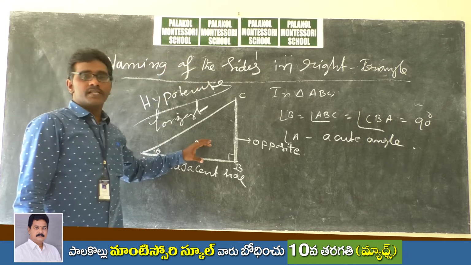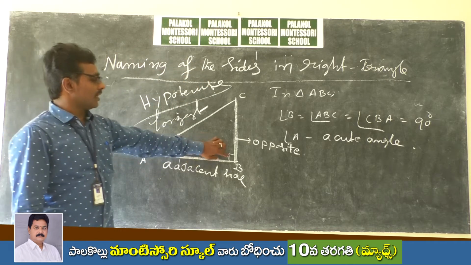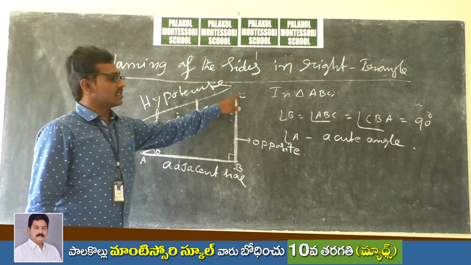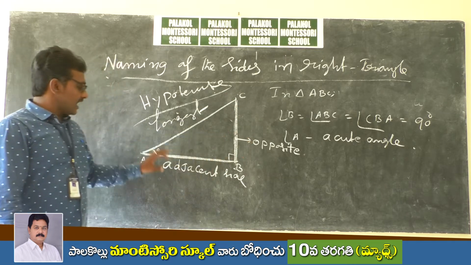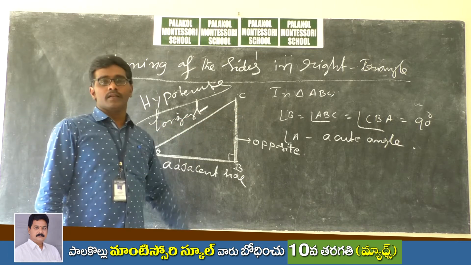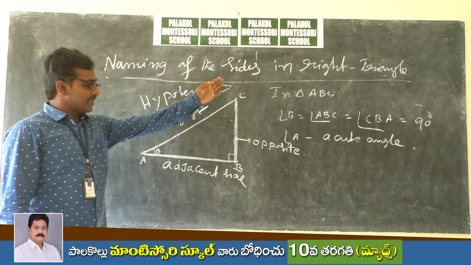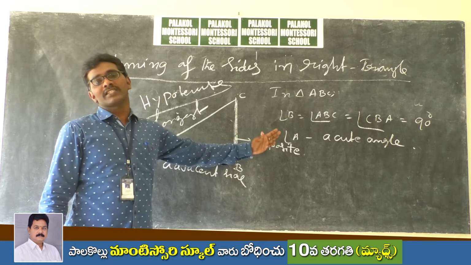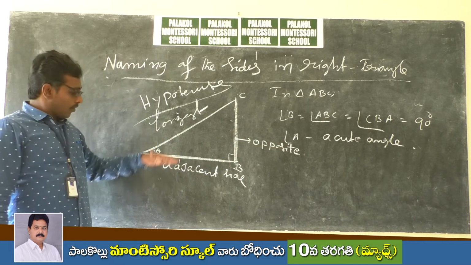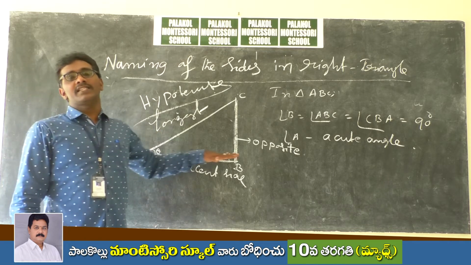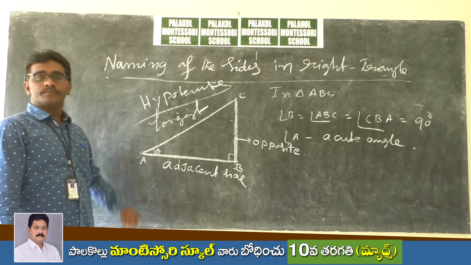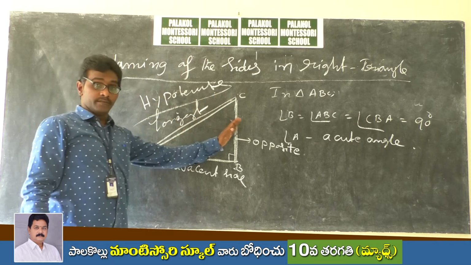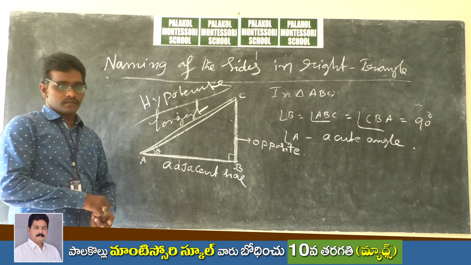In the triangle, angle B is 90 degrees. Others are the same: the rotation of angle C, B, A is also 90, and A, B, C is also 90. In this case, angle A is taken as the acute angle. What about the side BC? BC is opposite to angle A, so BC is called the opposite side of the right angle triangle. What is the remaining side? This AB. AB is the adjacent side of the acute angle. The side opposite the 90 degrees is the longest side compared to the remaining ones. It is called the hypotenuse.